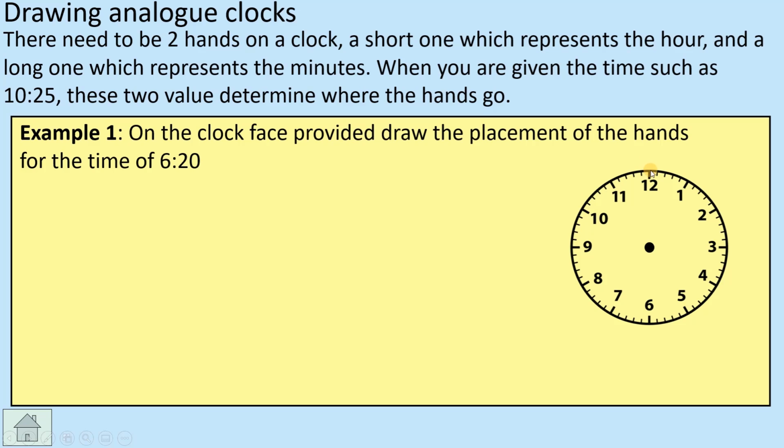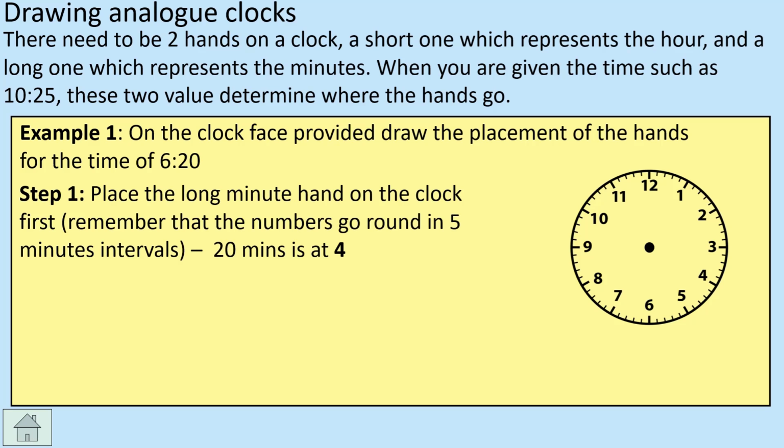So this, we know this is exactly on the hour, so zero. And this is going to be 5, 10, 15, 20. So I know the minute hand is going to be pointing at the 4 because that means 20 minutes past. All right, so we're going to place the long hand on the clock going towards the 4 because that represents 20 minutes. And you can just see that being displayed on screen now. All right, so that's the first bit. Now we're going to consider where the hour hand goes. Now we know it's 6.